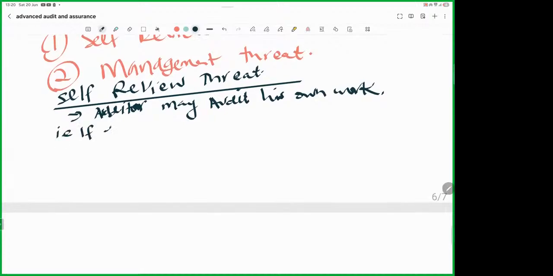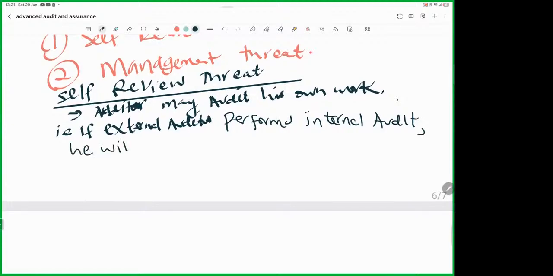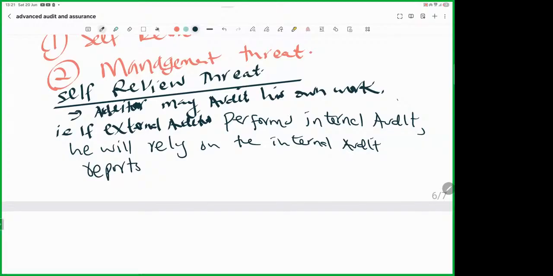I.e., if an external auditor performs internal audit, he will rely on the internal audit reports during the external audit.